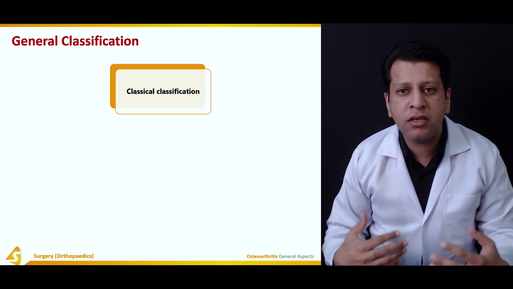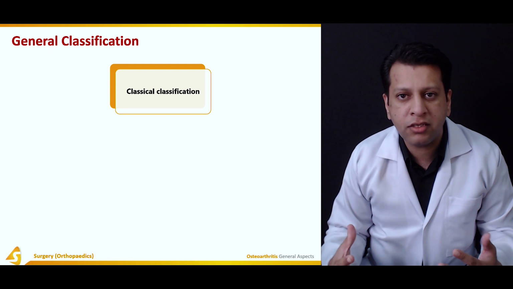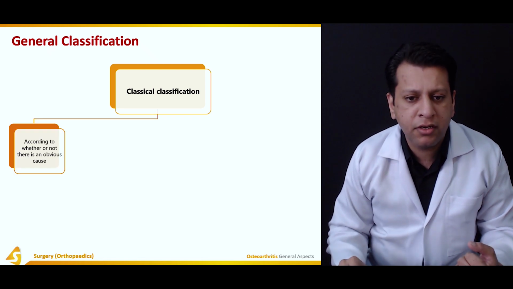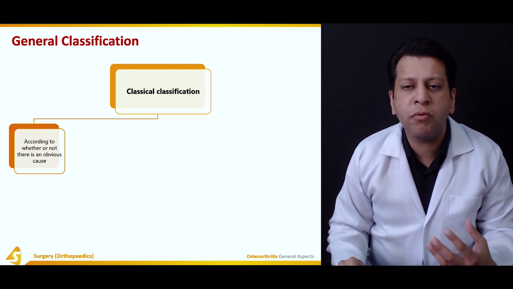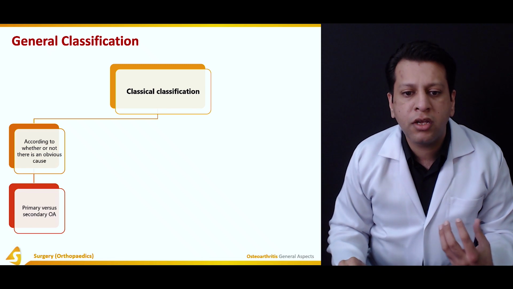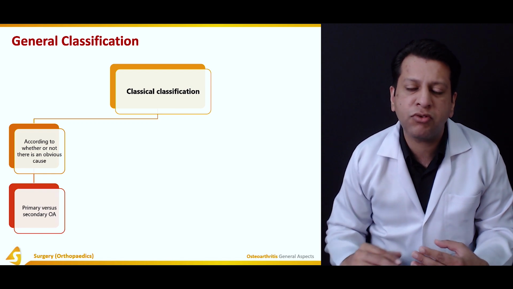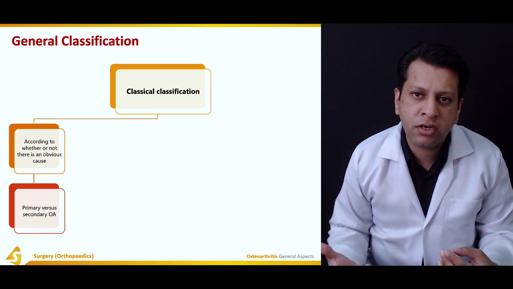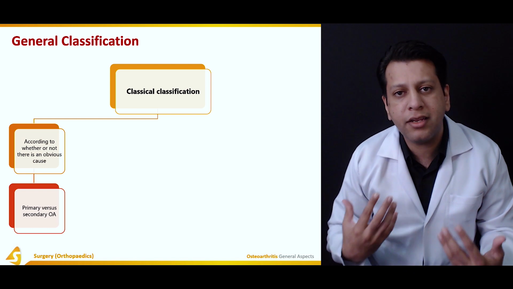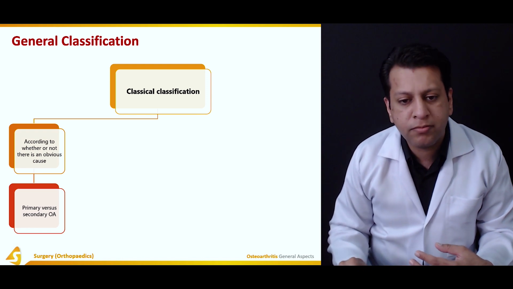Now, when this initially surfaced, there were a lot of classifications of osteoarthritis. Historically, the classical classification was based on the mechanism of how it happened, according to whether or not there was an obvious cause. They divided it into primary versus secondary osteoarthritis. If there was no real cause and it was mainly due to aging, that was termed primary osteoarthritis. But if there was a fracture of the distal femur or proximal tibia, or an insult due to metabolic disease, it was termed secondary osteoarthritis.